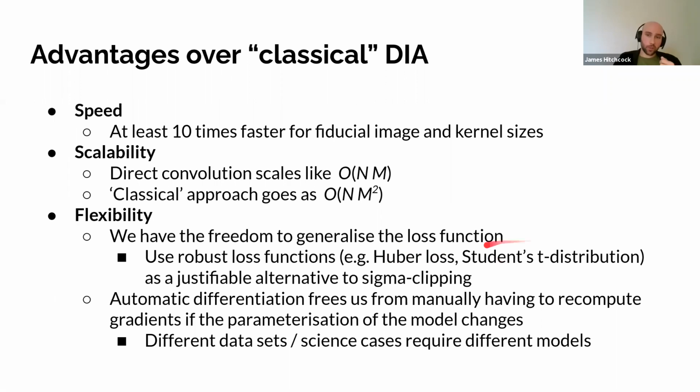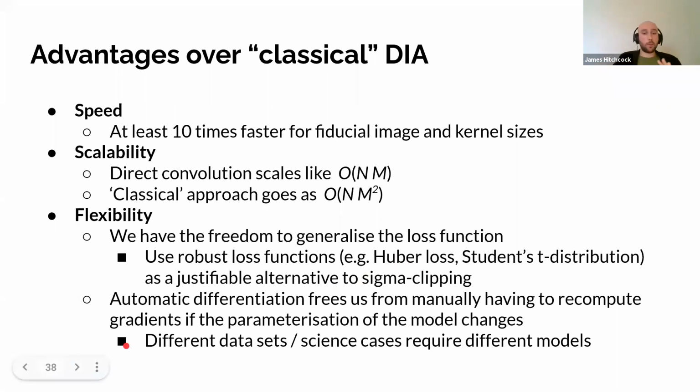So a wide-tail distribution like the Student's t distribution, or some heuristic robust loss function like a Huber loss. Basically, the Huber loss minimizes the squared difference between inlying data points and the model, and it minimizes the absolute difference between outlying data points and the model. So it's just less sensitive to bad data. But these, of course, both provide justifiable alternatives to sigma clipping.